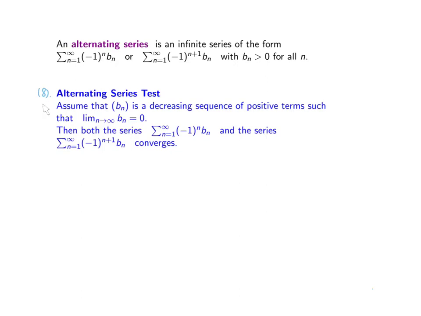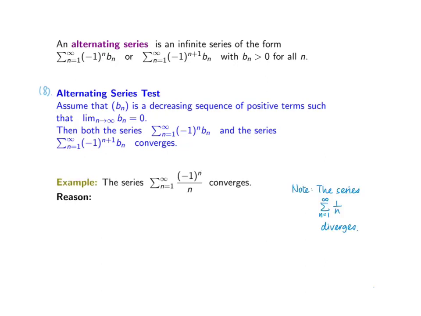The alternating series test states that assume that Bn is a sequence which is a decreasing sequence with positive terms, such that the limit of Bn as n tends to infinity equals 0. Then the alternating series of this form and this form will be a convergent series.